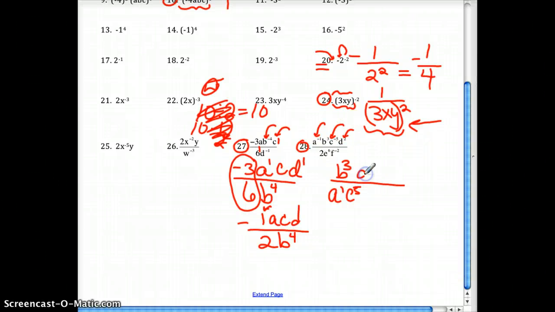This d to the 2nd gets to stay on the top. The 2 stays on the bottom because it's 2 to the 1st. Anything to the 0 power is 1, so that e to the 0 becomes a 1. So I'm going to cross these off as I deal with them. F to the -2 will go up as f squared. All right, and again, that concept's kind of weird for people too, but I'm going to write that out like this.